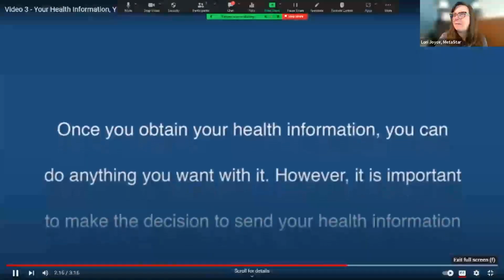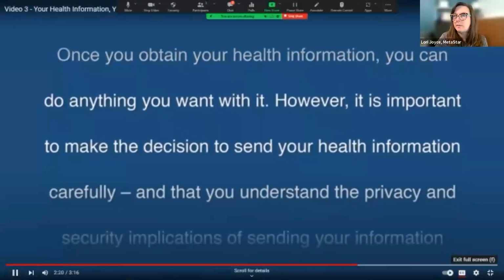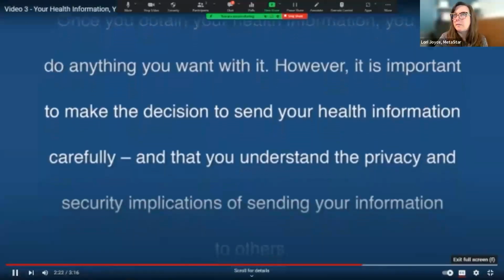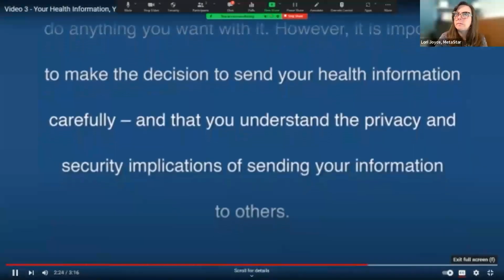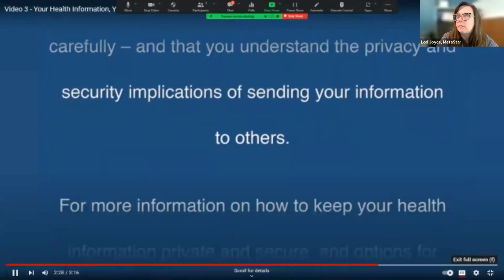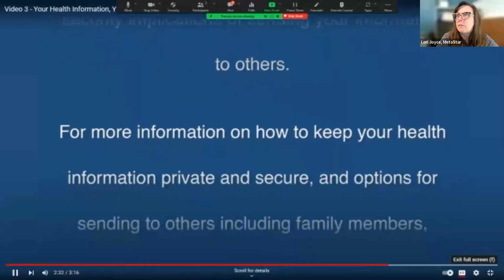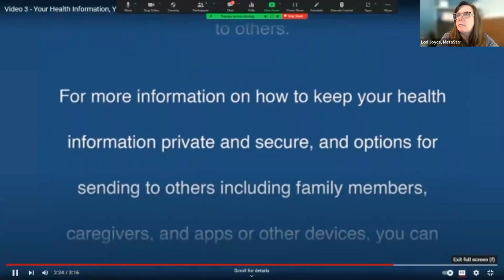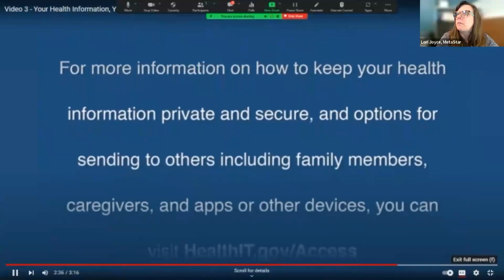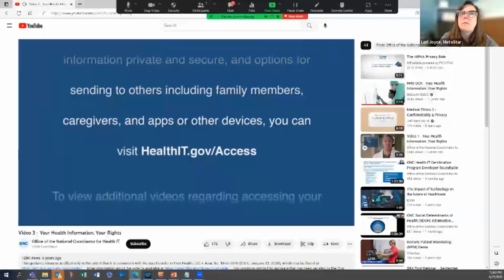Once you obtain your health information, you can do anything you want with it. However, it is important to make the decision to send your health information carefully and that you understand the privacy and security implications of sending your information to others. For more information on how to keep your health information private and secure and options for sending to others, including family members, caregivers, and apps or other devices, you can visit healthit.gov.